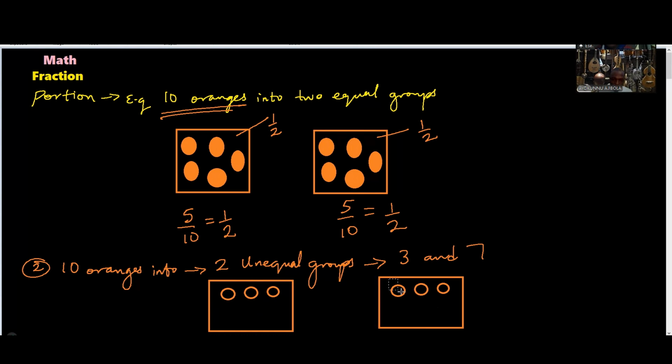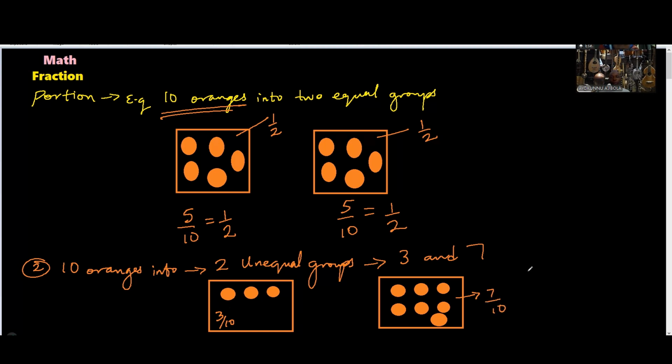Now for the second box, I'm going to have 7. So I need 4 more to make 7. So I'm going to have another one here, making 7 oranges in the second box. So if I count the oranges, these are one, two, three for the first box, and for the second box, one, two, three, four, five, six, 7 oranges. So the fraction of the total that's in the first box is going to be 3 out of 10. And the fraction of the second one is going to be 7 out of 10.